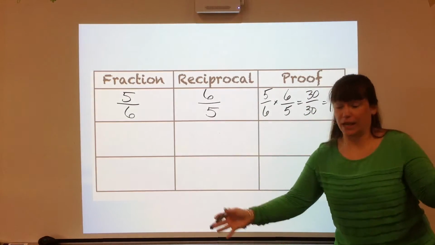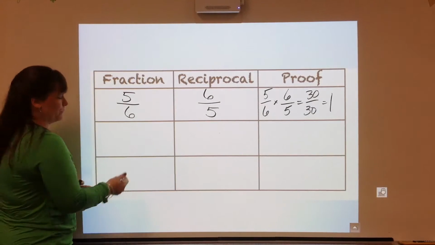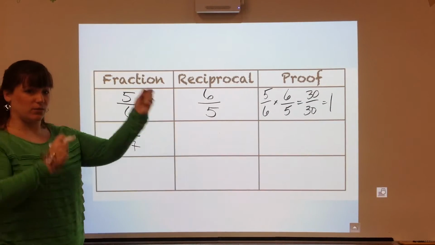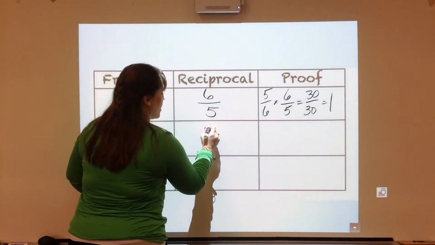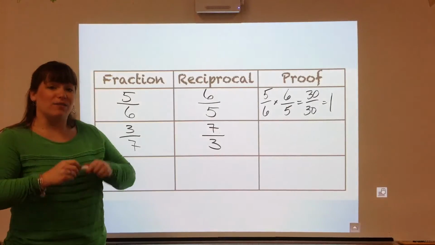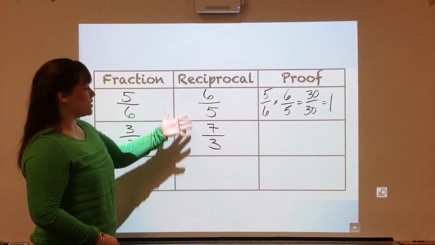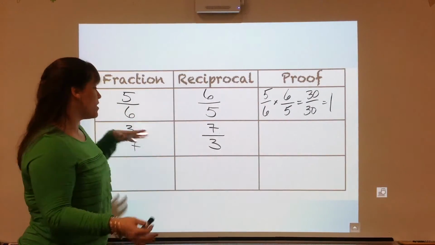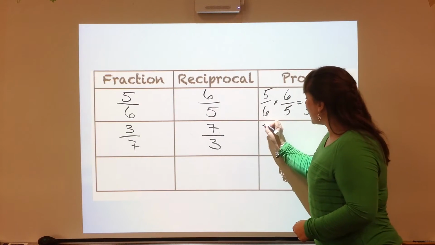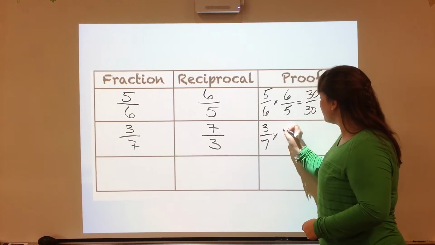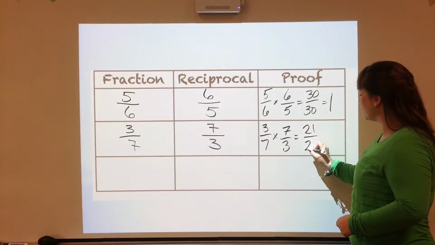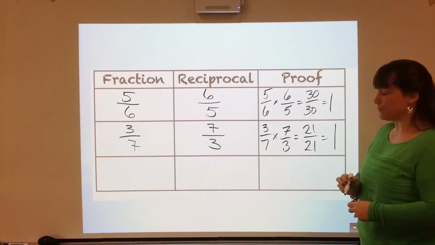That's as simple as it gets. Let's do another one. 3/7. The reciprocal of 3/7, we're going to put the numerator on the bottom and the denominator on the top, and we have 7/3. Notice these are improper. That's okay. When you take, this is the proof, both of them and multiply them together, they will become 21/21, which equals 1 whole.